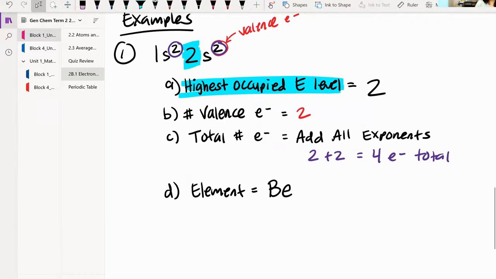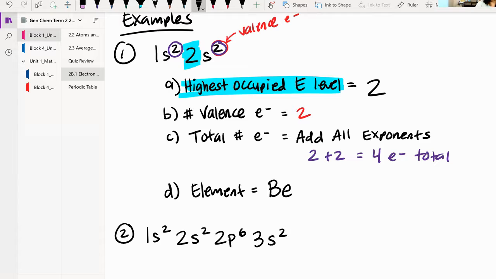Let's try another one. Example number 2. We'll go through the same thing. 1s2, 2s2, 2p6, 3s2, and 3p2. Okay, I'll give you a moment to record that.